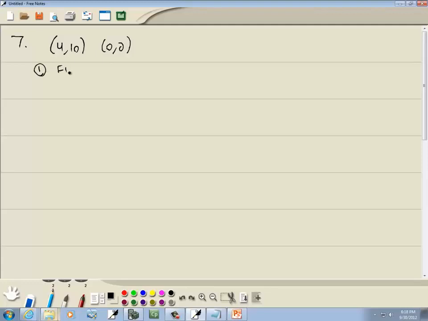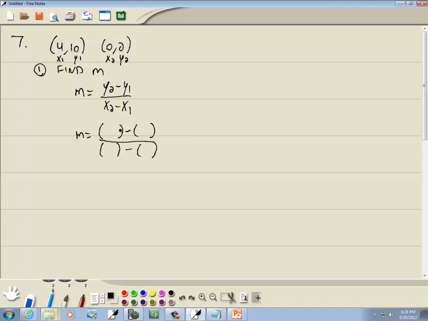Step 1 is to find m. Well, this time m isn't given. But we do have a formula. Remember, m is equal to y2 minus y1 over x2 minus x1. So we're going to plug this in for x1, this in for y1, and x2 and y2. Again, this is my first point, so I'll label it as x1, y1. This is my second point, so I'll label that as x2, y2. Before I plug in those values, I'm going to replace my variables with parentheses. You'll find this will help on not messing up on the signs.